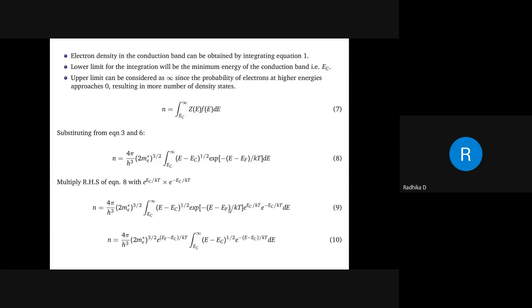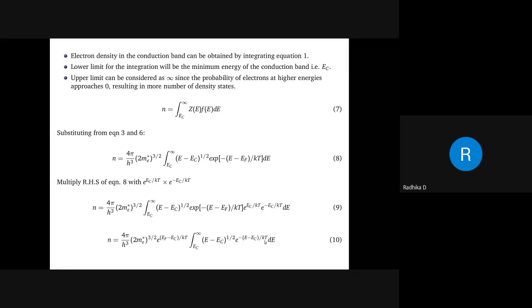Then e to the power of minus, or minus EF by KT is there, so that becomes plus EF by KT, that stays outside. Then there is a minus EC by KT here, I'm taking it out. I combine these two, whichever are outside, it becomes EF minus EC by KT. Then again the integral remains as it is, then (E minus EC) to the power of half. And the exponential term minus E by KT, there is a leftover minus E by KT, and then there is a plus EC by KT, that you make as minus or minus EC by KT.